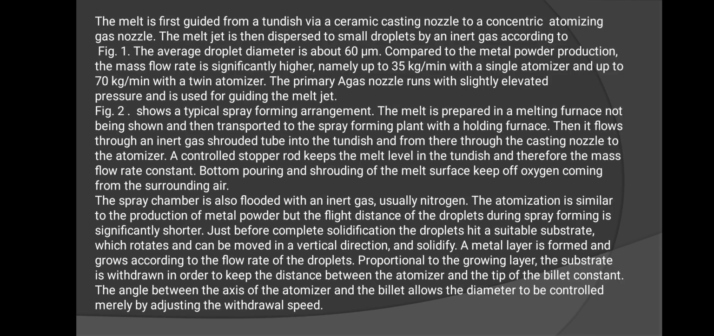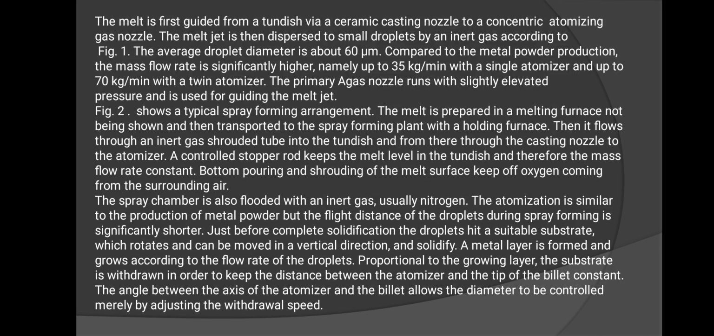Figure 2 shows a typical spray forming arrangement. The melt is prepared in a metallic furnace and then transported to the spray forming plant with a holding furnace, and it then flows through an inert gas tube into the tundish and from there through a casing nozzle to the atomizer. A controlled stopper rod keeps the melt level in the tundish, and therefore the mass flow rate, constant. Bottom pouring and shielding of the melt surface keep off oxygen coming from the surrounding air. The spray chamber is also flooded with inert gas, and the gas usually used here is nitrogen.